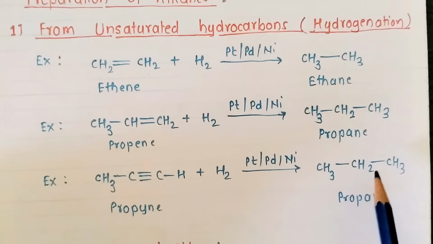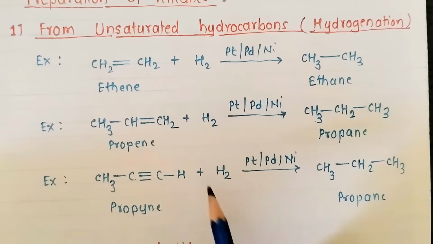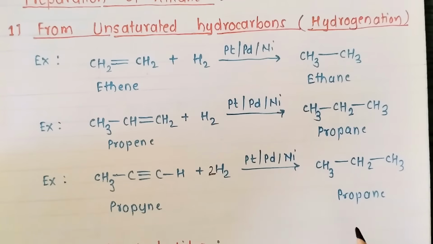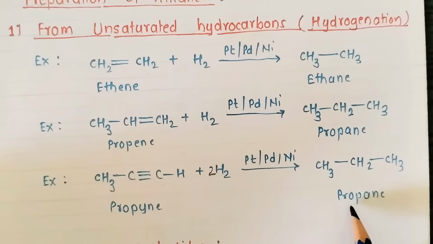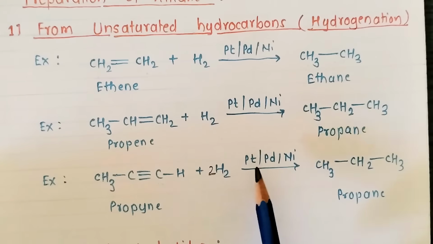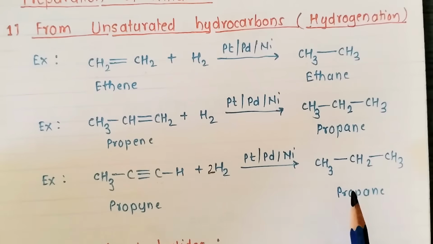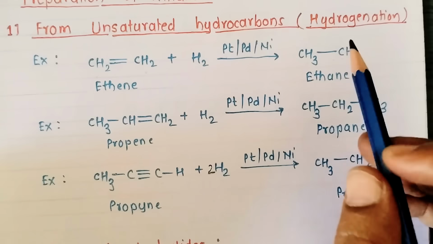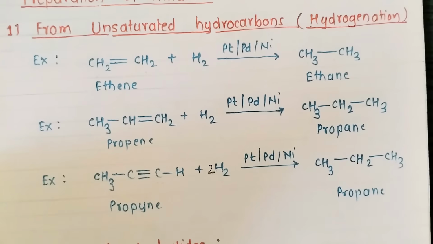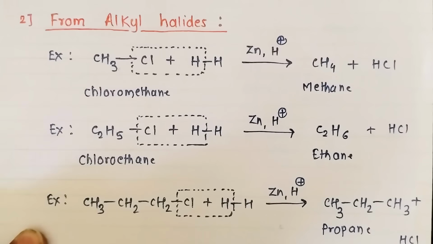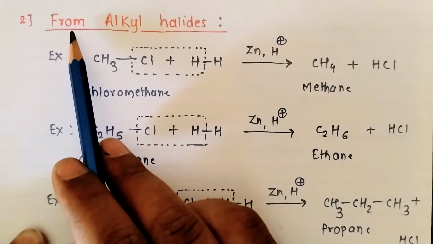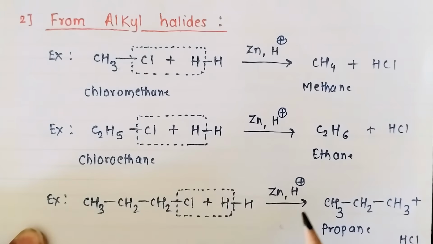Here the triple bond is converted into a single bond. It means 2 H2 molecules are required, and we get propane. This reaction is also catalyzed by platinum, palladium or nickel. So we get alkanes from unsaturated hydrocarbons by the process of hydrogenation. Hydrogenation means addition of hydrogen. Now we see another method for the preparation of alkanes from alkyl halide.